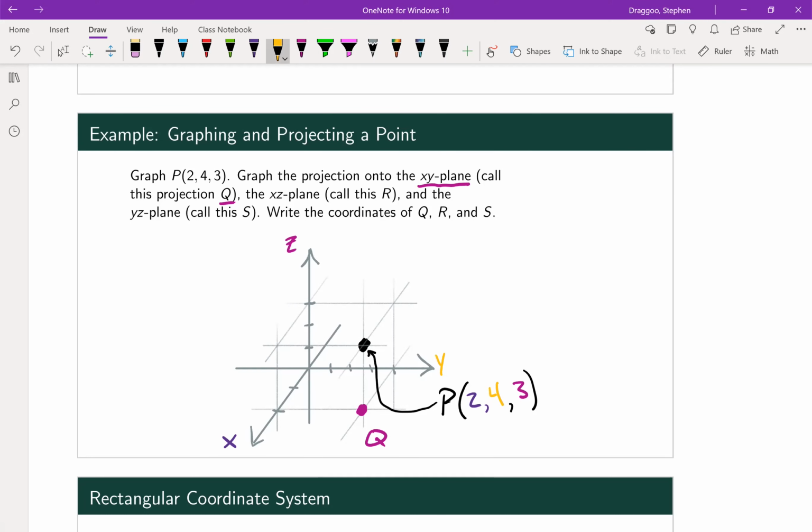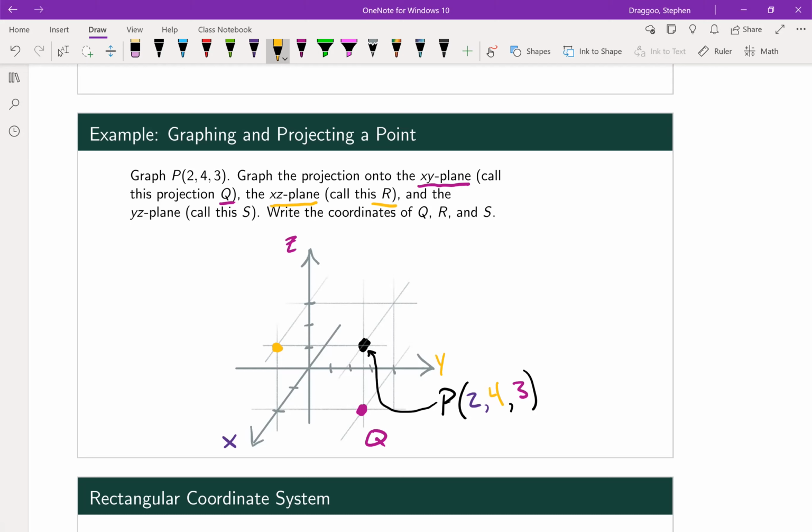Then we'll do the same thing, but projecting into the XZ plane. We'll call it R. So for projecting it into the XZ plane, I'm going to project it directly to the left and get a point about there. You can sort of see the guidelines that I've already drawn out. So I have this box in the first octant, since my point is in the first octant.